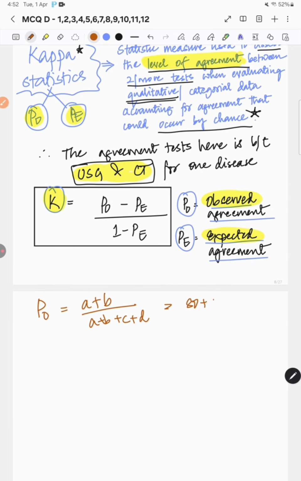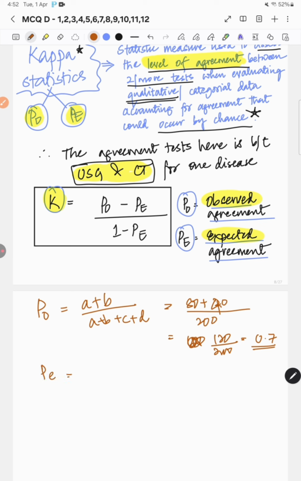80 plus 20 divided by 200, right? So 100, sorry, 80 plus 40 is 120. So 120 divided by 200. The value comes somewhere around 0.7. So we got P observed. Next we are going to calculate the P expected.